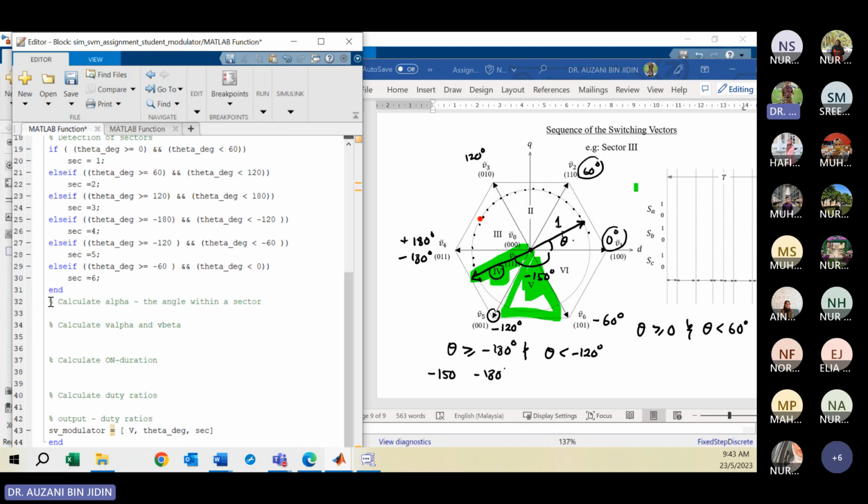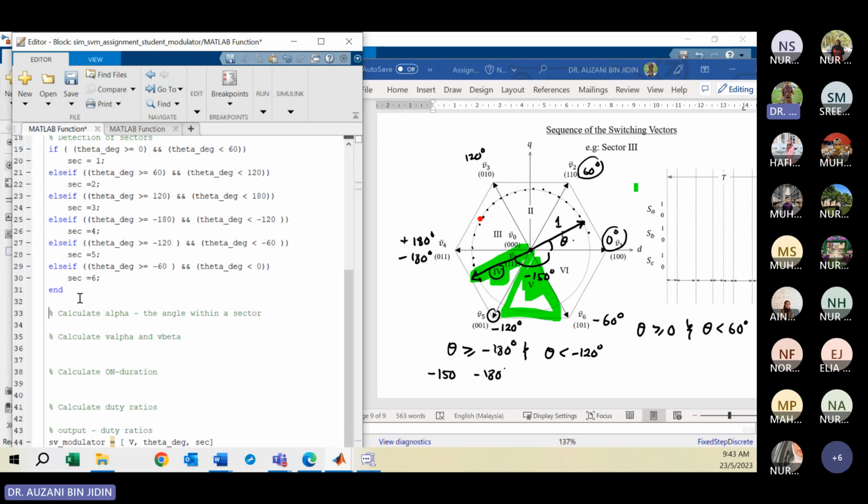Okay, next step, a very important step: calculate alpha within a sector. In this case we define alpha, and you must set alpha in radian. The value must be in radian, it is not in degrees.